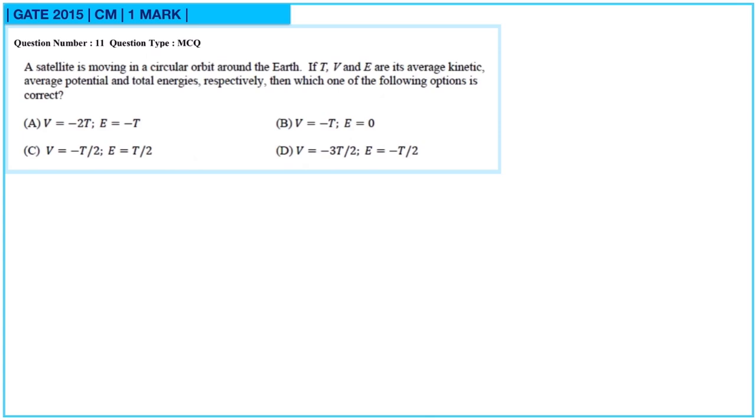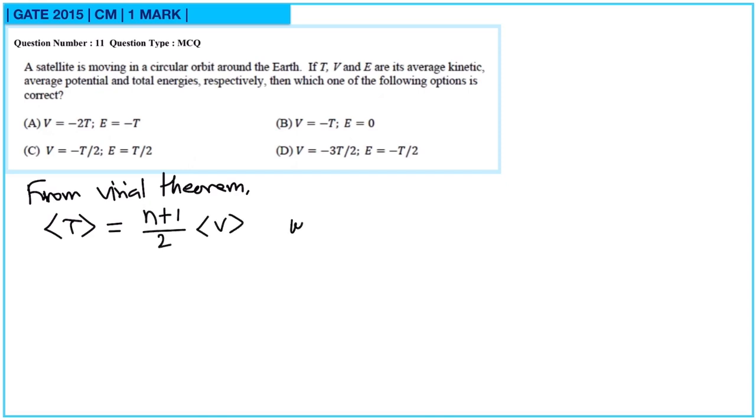Question number 11. A satellite is moving in a circular orbit around the Earth. If T, V and E are its average kinetic, average potential and total energies respectively, then which one of the following options is correct? Now we know from virial theorem, the average kinetic energy T is (n plus 1) by 2 V, where V is proportional to R raised to n plus 1.